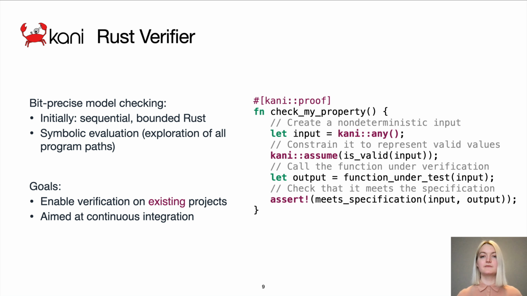In addition, we're aimed at continuous integration in the sense that other teams at Amazon have used a similar tool for C to run proofs in CI, and we'd like to be able to do the same thing for Kani. So I have an example of a Kani proof on the right. The idea here is we can create a series of non-deterministic inputs using that kani::any function. We constrain inputs to represent valid values, for example, using kani::assume. We call the function under verification, and then we check that it meets the specification for this proof by asserting values in Rust syntax. So we can have many asserts that call Rust functions or otherwise use Rust syntax there.